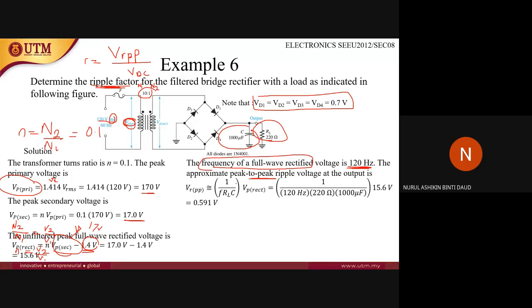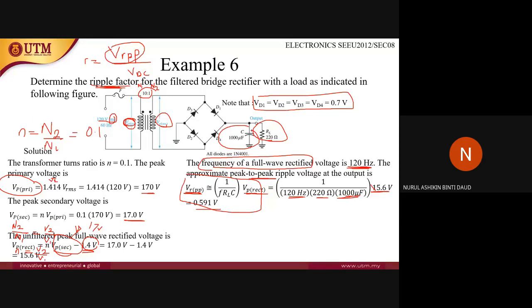the formula that you have to memorize. VR is equal to 1 over frequency times resistance value times capacitance value, times the V P rectified, the value that you just found just now. So 120 hertz times 220 ohm times 1000 microfarad, times again the 15.6, and you will get 0.591.